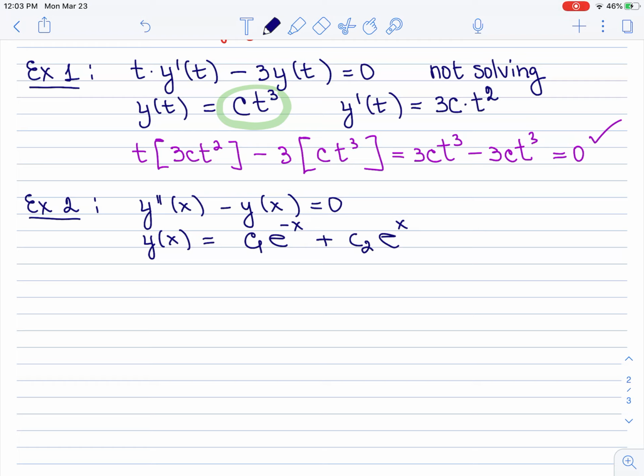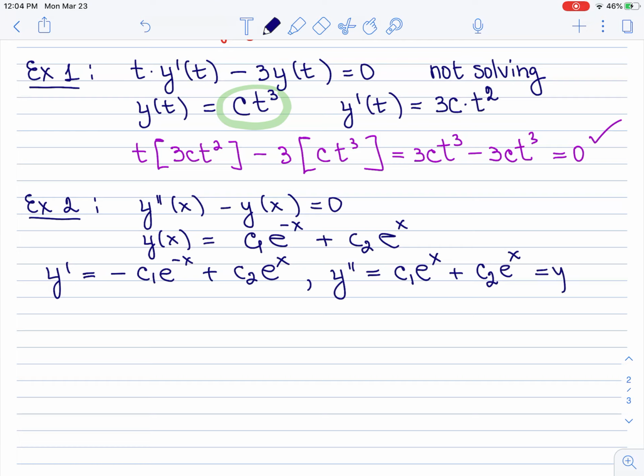So let's verify it. What is the first derivative? The first derivative is negative c1 e to the negative x plus c2 e to the x. And then the second derivative would be what? Minus and minus give us a plus, and then c2 e to the x, which is exactly the same as y of x. This is y of x. So yes, that's all we need to verify.